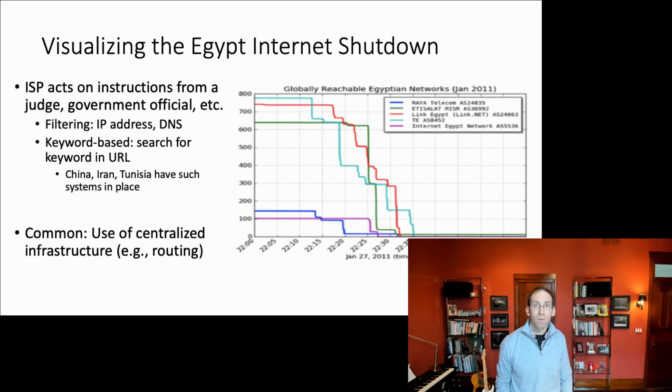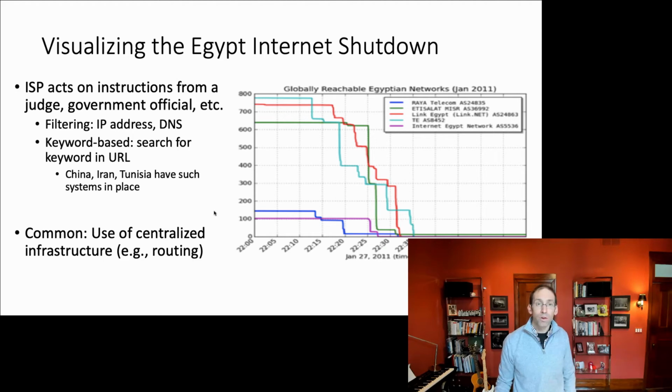In this case, the ISPs in Egypt acted on instructions from a judge or a government official to essentially remove the internet routes from the global internet routing table. In other words, the routers or the machines that forwarded traffic on the internet had no instructions about how to reach Egypt. And so, if traffic were destined for Egypt, or were coming from Egypt, destined for somewhere else, the routers on the internet had no way of processing that traffic and figuring out where to send it.